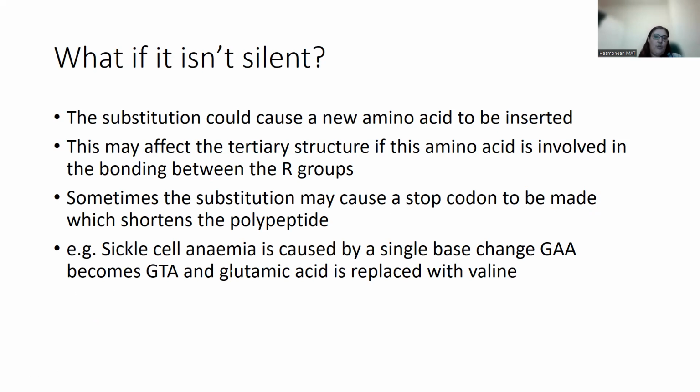Just an example here, you don't need to remember it, but sickle cell anemia, which if you don't know, makes the red blood cells sickle-shaped in low oxygen levels, and that gets stuck in the capillaries. Sickle cell anemia is caused by a single base change in the hemoglobin, and that single base change of an A to a T causes valine to replace glutamic acid, and that causes the hemoglobin structure to be incorrect, and that's what causes these sickle shapes to the red blood cells.